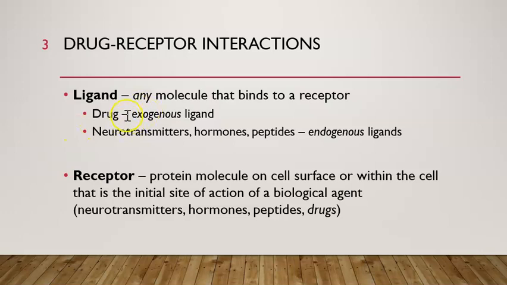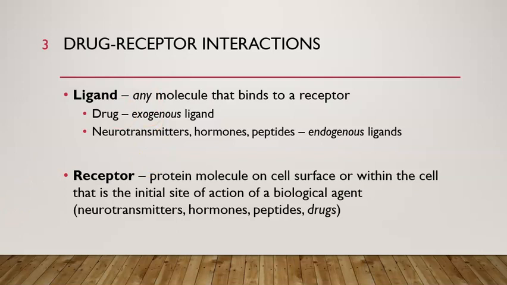There are two types, of course. We've got exogenous ligands, like a drug, something that comes from outside the body, and then endogenous ligands, which is anything from inside the body. So, inside versus outside.